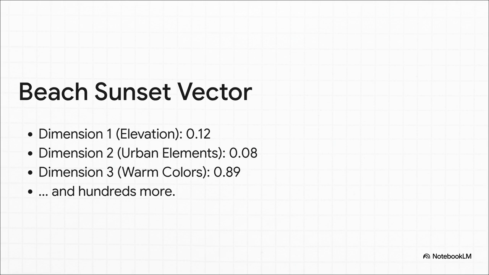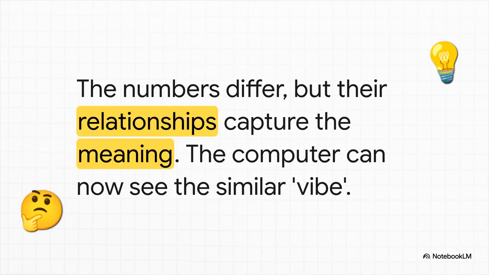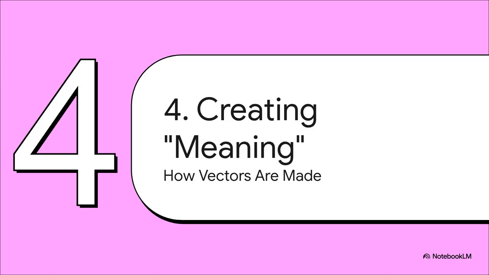Are you starting to see what's going on here? This is it. This is the whole trick. By just comparing these lists of numbers, the computer can now see that even though these photos are completely different when it comes to elevation, they are almost identical when it comes to warm colors. For the very first time, the machine can actually understand that two different pictures share the same vibe. So that obviously leads to a pretty big question, right?